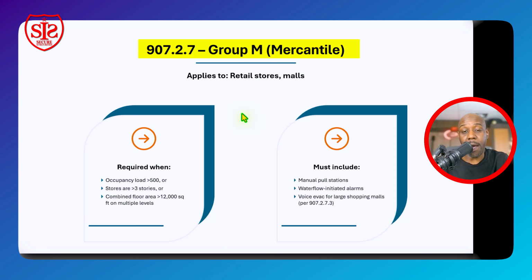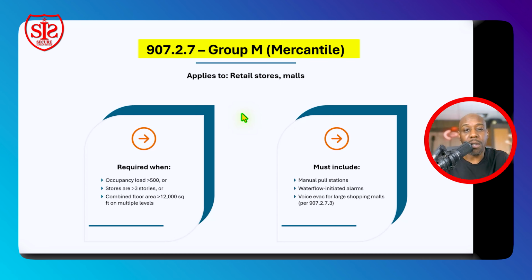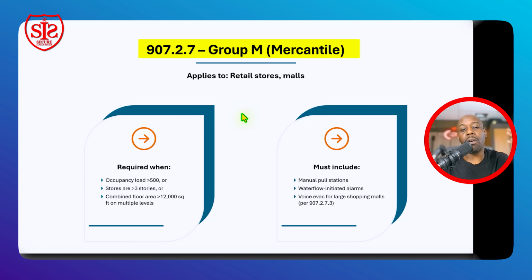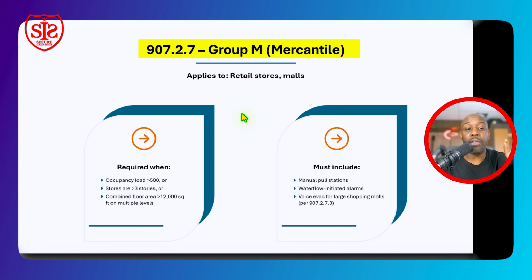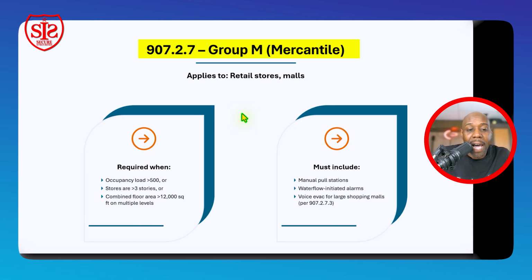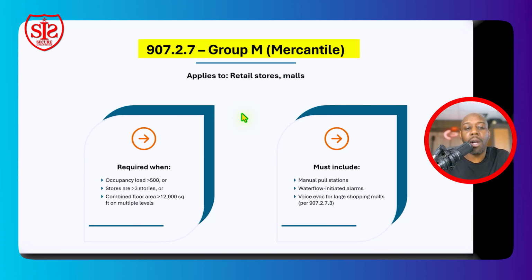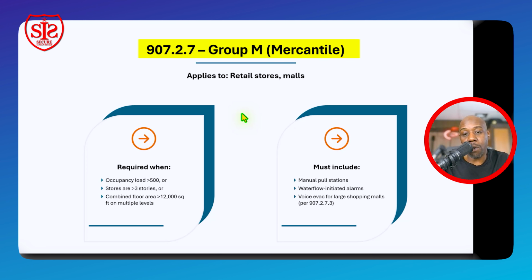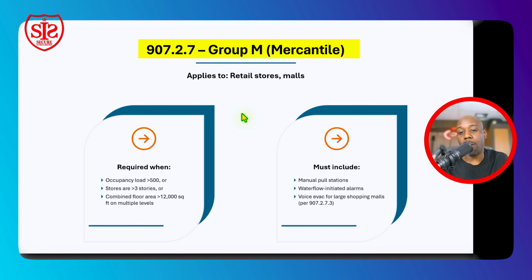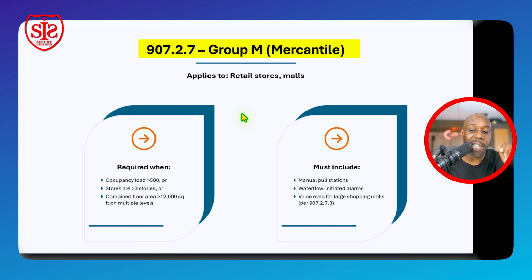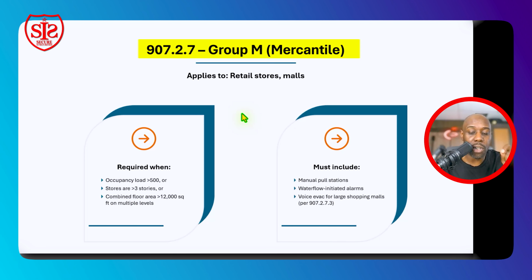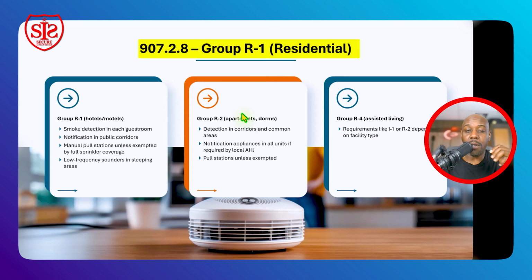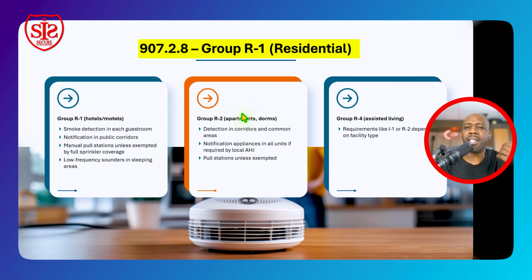Group M is for mercantile. This applies to retail stores and malls. A fire alarm system is required when the occupancy load is more than 500, or you have 3 or more stores, or the combined floor area is more than 12,000 square feet on any multiple level. You must have manual pull stations, water flow initiated alarms, and voice evac for large shopping malls per 907.2.7.3.